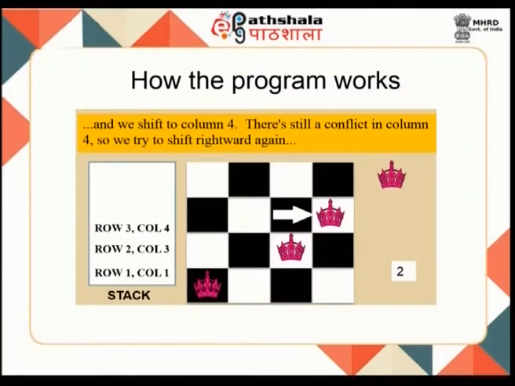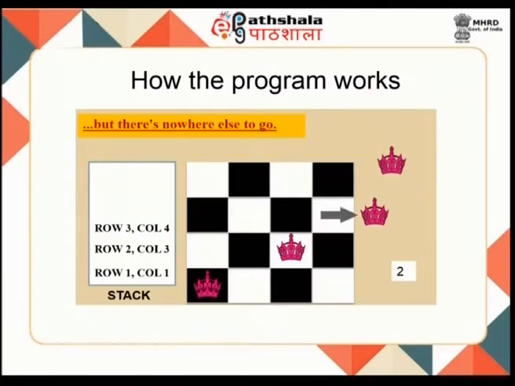So, that means there is no place to place 3. Nowhere else to go, it moves out of the board. Now, this is the place where we do backtracking. So, what do we have to backtrack? We have to backtrack the decision we made about the second queen.